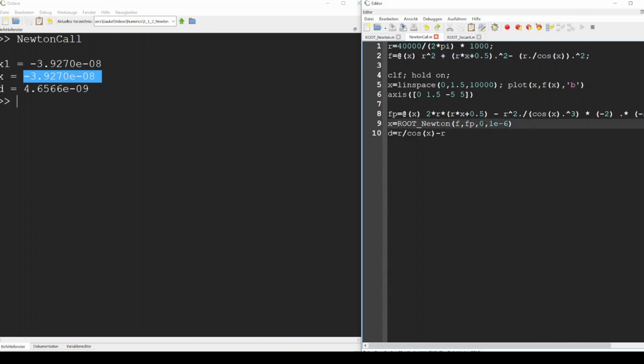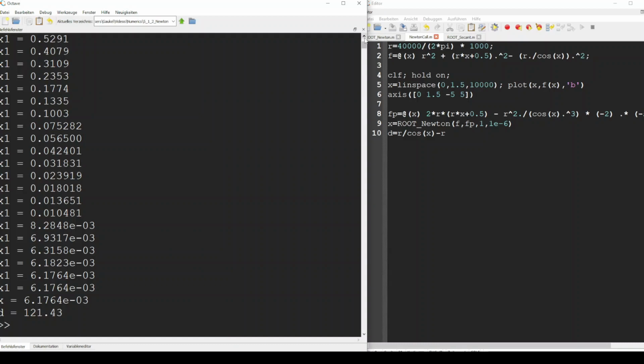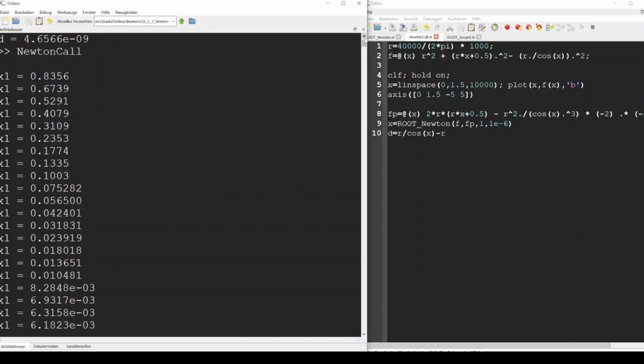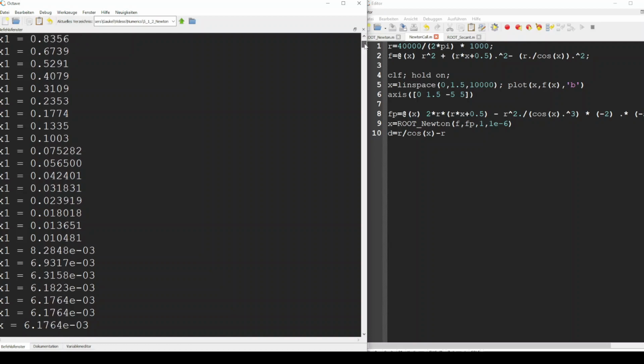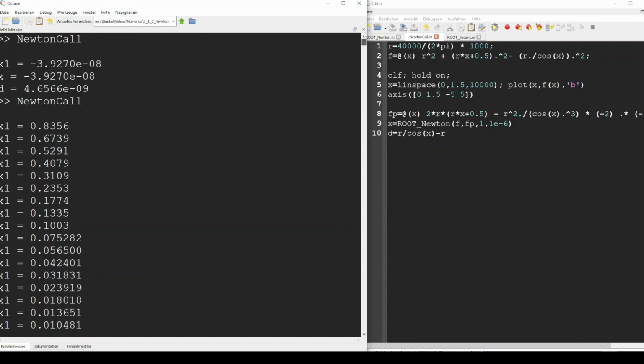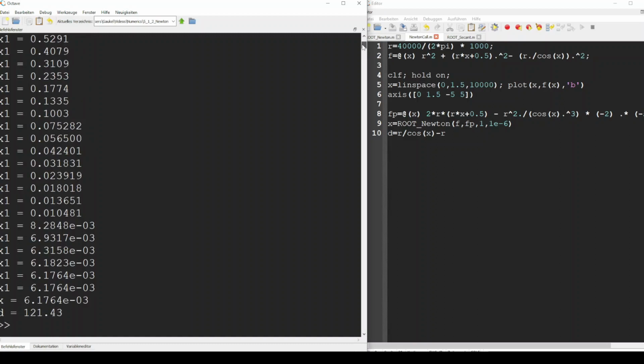So maybe we need another initial value, and let's check 1. If we run it with 1, then the number of iterations performed is very high. This you will not see very often for Newton. Normally convergence is very fast, but here we see, starting from 1, the next value is 0.8, then 0.7, 0.5, and so on. It takes a long time, and in the end, indeed, we get the correct answer, but only because we provided a better initial starting value. But it's surprising that this is the better initial starting value, because 1 is very far away from the desired solution and 0 is very close to it, so this is really a bad situation.